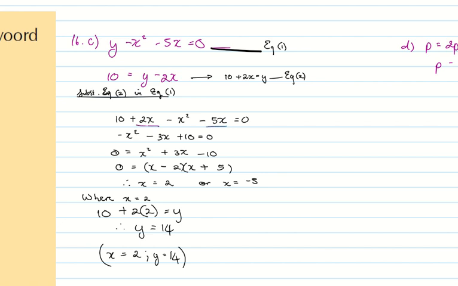Then I'm going to do the other one where x is equals to negative 5. So 10 plus 2 times negative 5 is equals to y, so that becomes 10 minus 10, so y is equals to 0. Now we say where x is equals to negative 5, y is equals to 0. Did everyone get that answer on their own? Did I perhaps make a mistake somewhere? If I did, I do apologize.